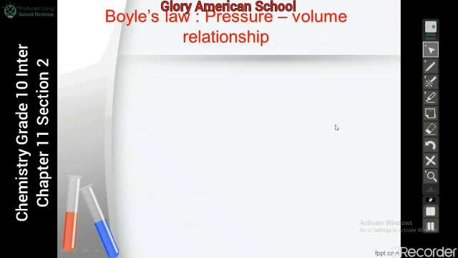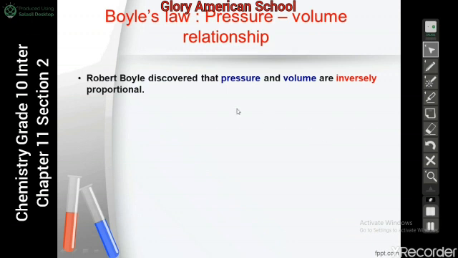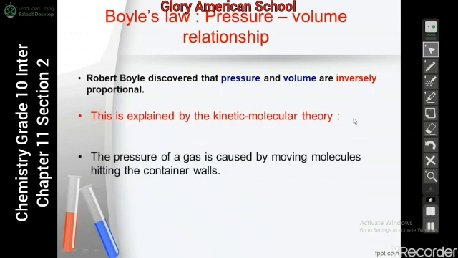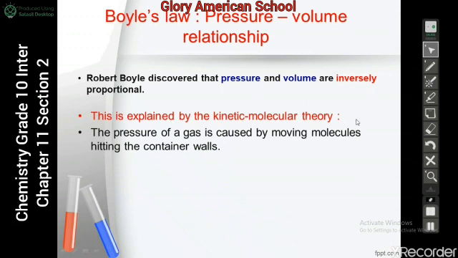Boyle studied the relation between pressure and volume, and he discovered that the pressure and the volume of a gas are inversely proportional. Why? This can be explained by the kinetic molecular theory. The pressure of the gas is caused by moving molecules. The collision between the moving molecules is the pressure.